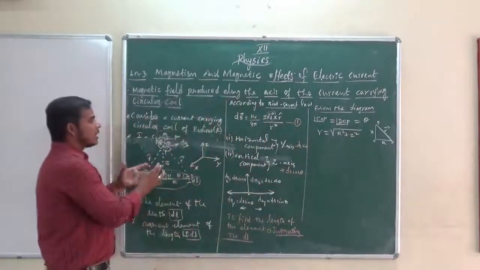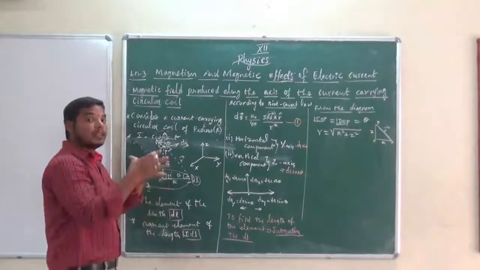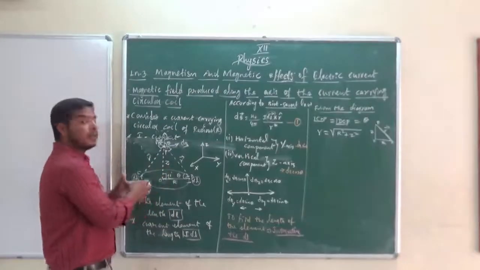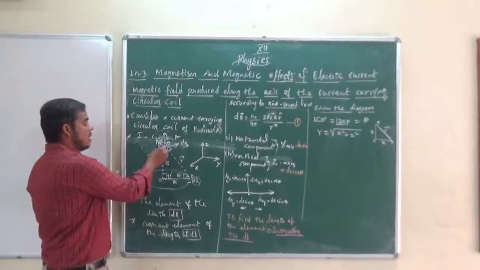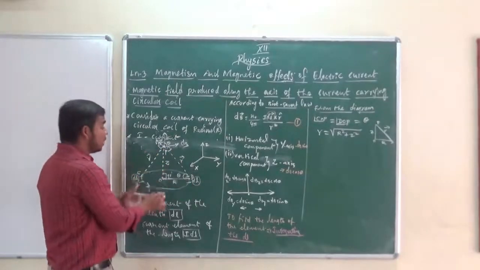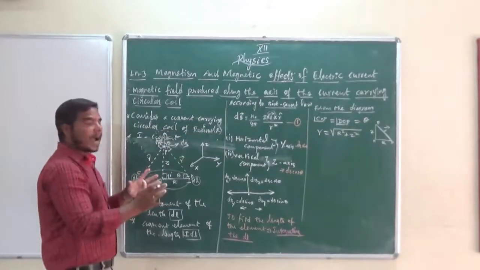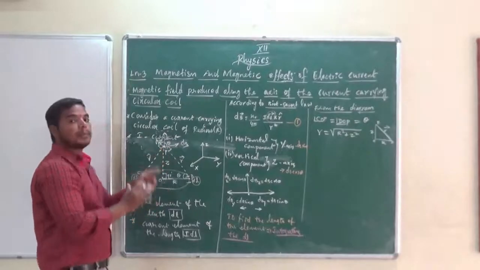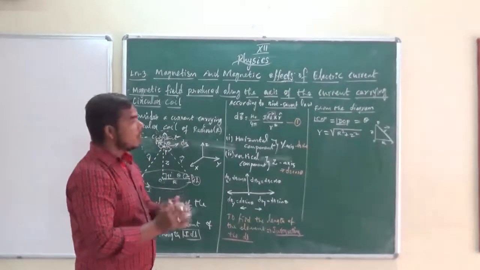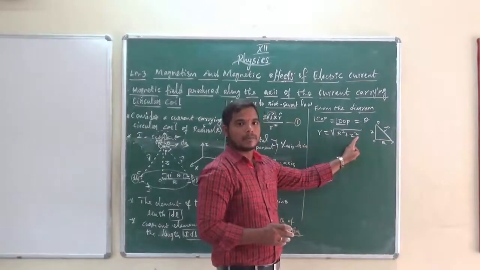The magnetic induction acting at the point P resolves into two components. How? The magnetic induction acting at the point P resolves equally because the two diametrically opposite elements are at equal distance on the circle from the point P. That's why the magnitudes of the magnetic induction at the point P are equal. So r equal to root of R square plus Z square.